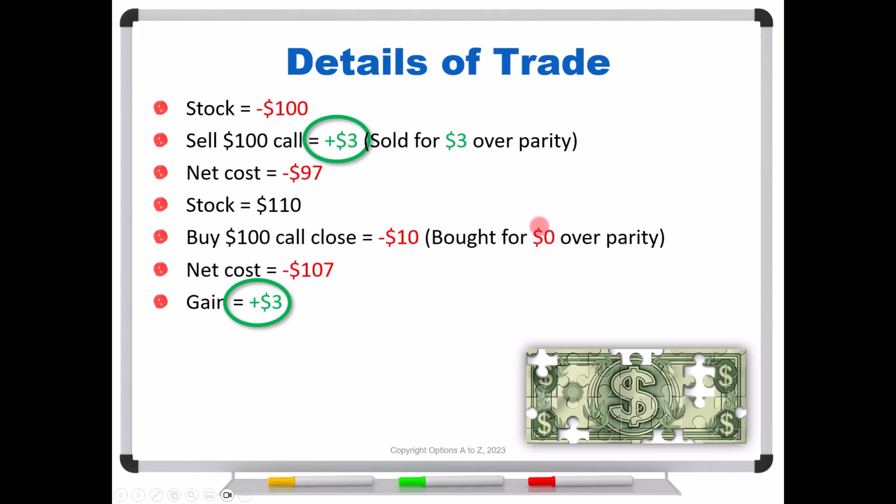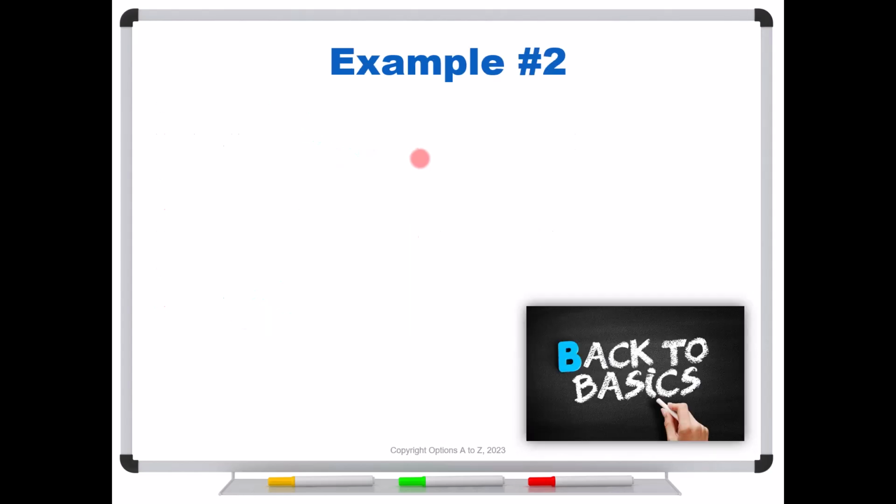But you see how easy it was to get to that conclusion without going through all of the steps. And so that's why it's super important to be able to figure out parity, because you can quickly figure out, in this case, gains and losses. All right, let's take a look at a second example. Let's say the stock is maybe at 102. So you spend 102, you sell the $100 call for 7.